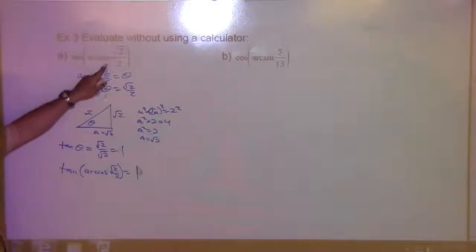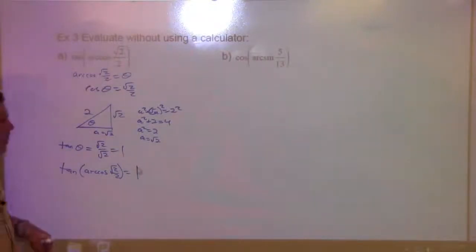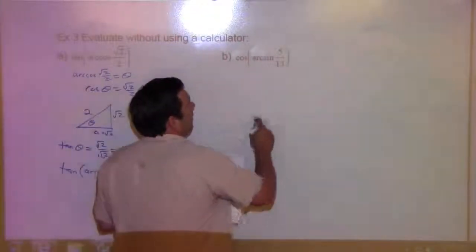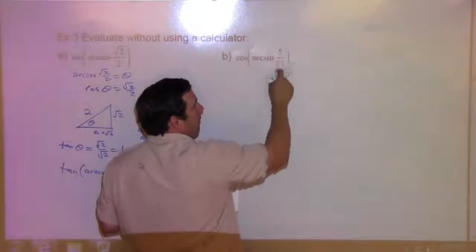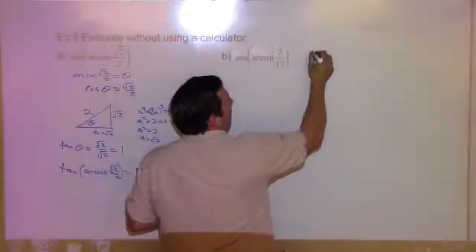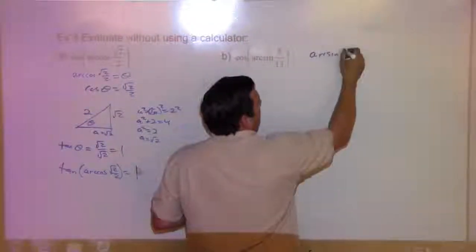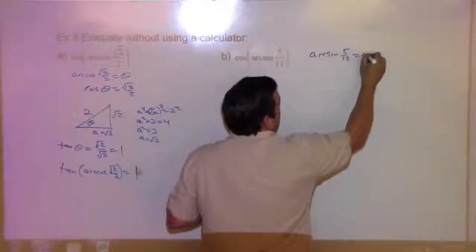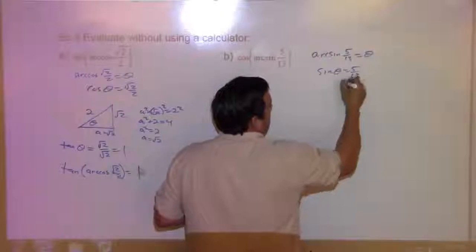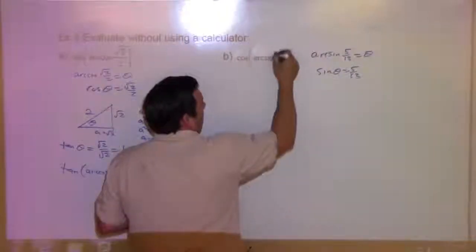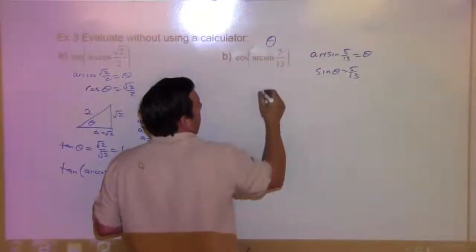You could also have recognized that cosine of pi over 4 is square root of 2 over 2, and tangent of pi over 4 is 1. Now over here, there's not a standard one for us to memorize for sine of what is 5 over 13. But if we said arc sine of 5/13 is theta, then sine of theta would be 5/13. So we could call this whole part in here theta.